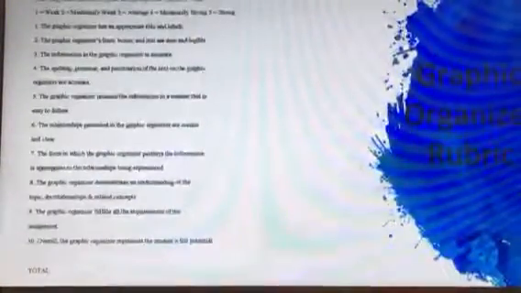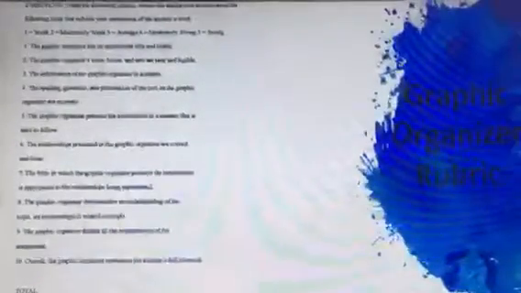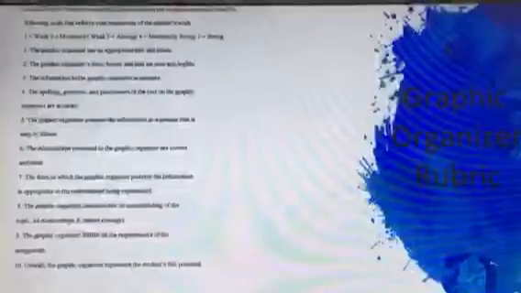This is the graphic organizer rubric. It covers using this criteria, choose the appropriate number from the following scale. So they see that 1 is weak, 2 is moderately weak, 3 is average, 4 is moderately strong, 5 is strong. It discusses how the graphic organizer has an appropriate label and title, that its lines, boxes, and text are neat and legible, that it's accurate.